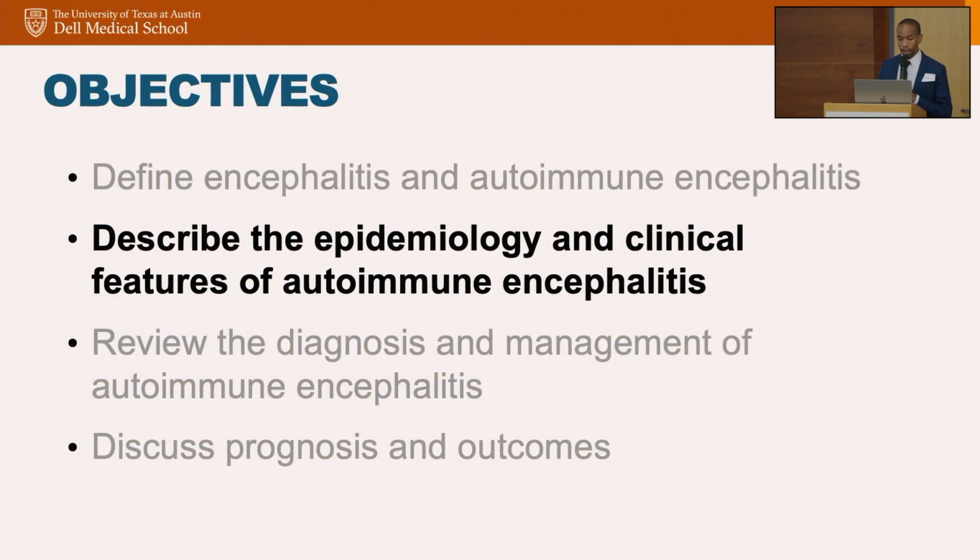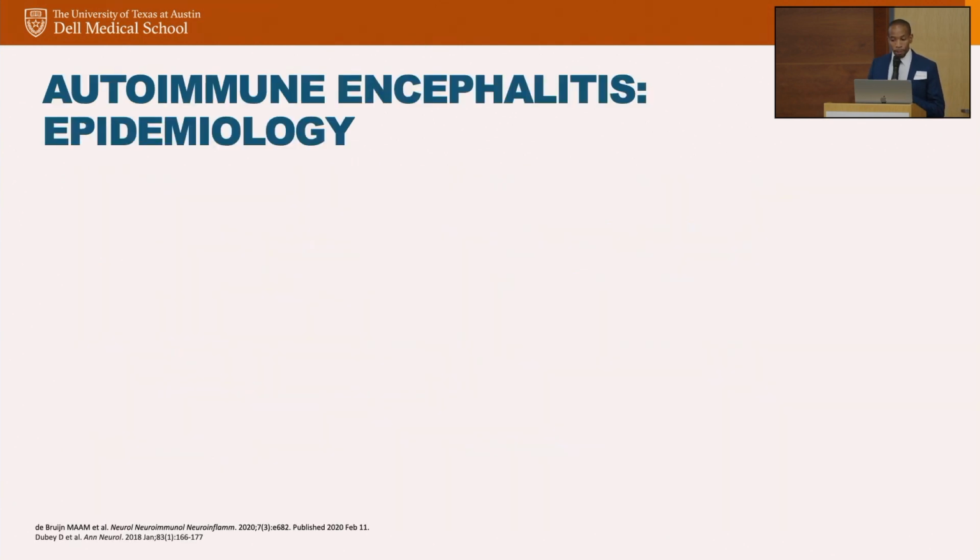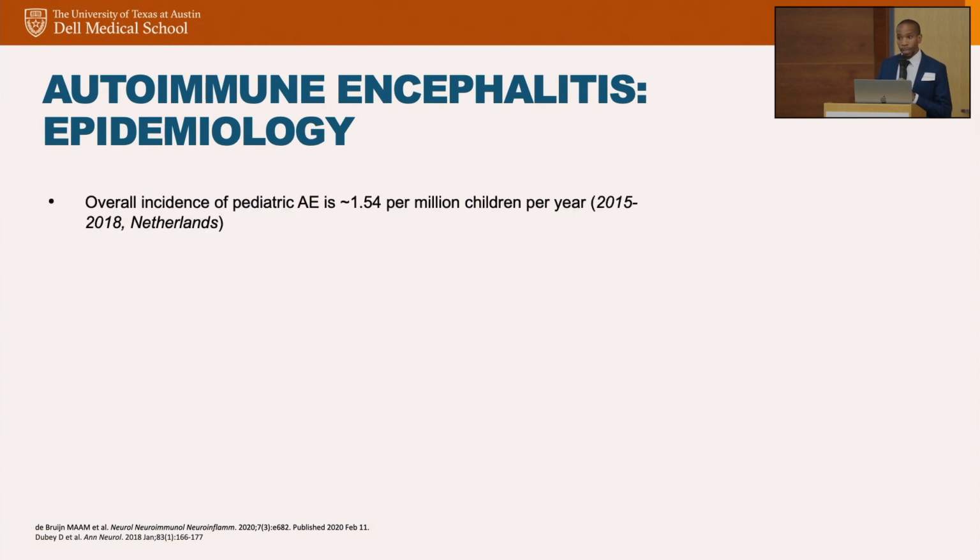Okay, so we talked a little bit about the history. So now let's talk about epidemiology and the clinical features of autoimmune encephalitis. So you may be sitting here as a general pediatrician wondering, why do I need to know about autoimmune encephalitis? And hopefully this particular slide will illustrate why it's really important for everyone to be able to recognize this disorder in children. So the overall incidence of pediatric autoimmune encephalitis is about 1.54 per million children per year.